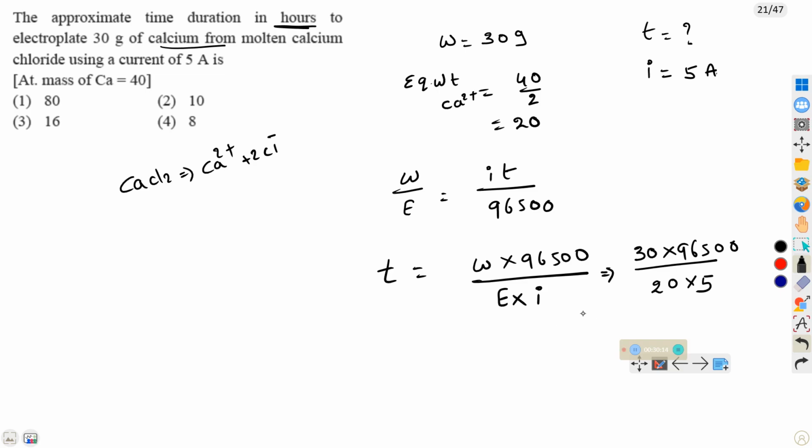Simplify, 0, 0 cancel. Then you will get 28950 seconds. Convert it to hours.